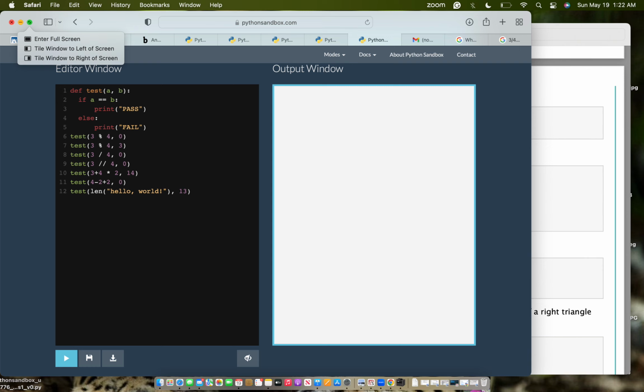And then for the fifth one, we have 3 plus 4 times 2 is equal to 14. And this one fails because the program is following the order of operations: 4 times 2 is 8, and 8 plus 3 is 11, which is not equal to 14, so that one fails.